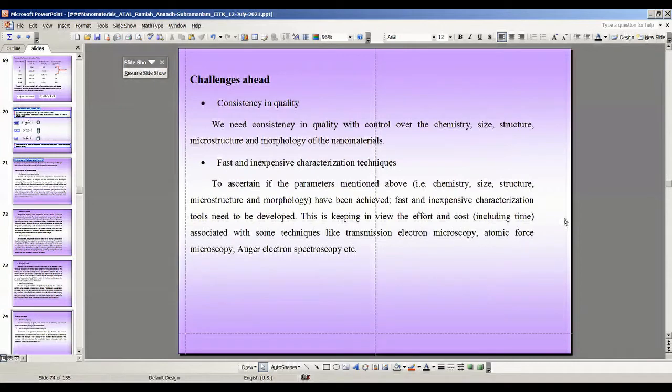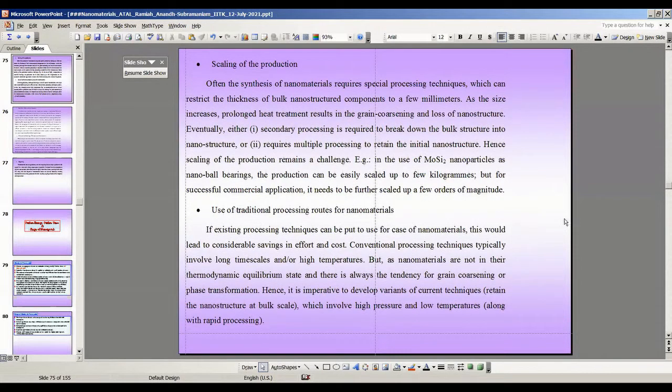There are other challenges which need to be addressed, like consistency in quality, fast characterization techniques, and scaling up of production. Typically, I told you about ball milling. Ball milling is a batch process, and therefore you typically don't produce in tons. For instance, people have used MoSi2 nano ball bearings, but you can't easily produce these MoSi2 nanoparticles in large quantities. In Israel, some of the groups have produced them in reasonably good quantities, and therefore production at large scales is an important issue.